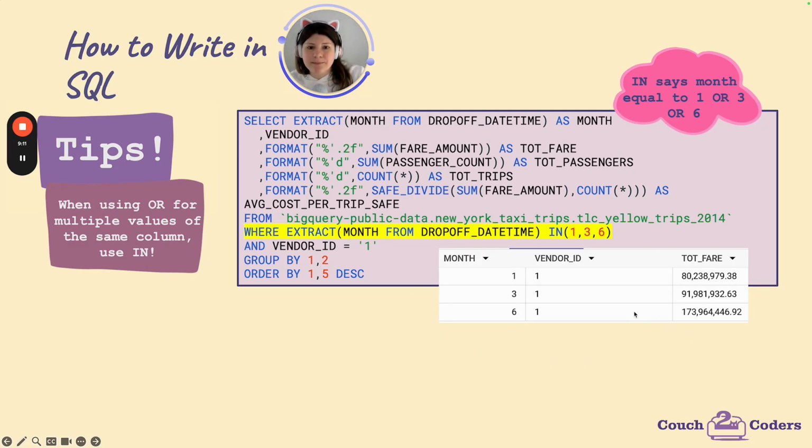And then this gives us the perfect output that we were expecting. Something to keep in mind with IN is that it has to be for the same column. So we're looking at different months. Okay, fine, I'm able to do 1, 3, or 6. If I wanted to do month equals 1 or passengers equals 6 or so on, IN is not going to work for us. IN is specifically used when you're looking for multiple different criteria within the same column.